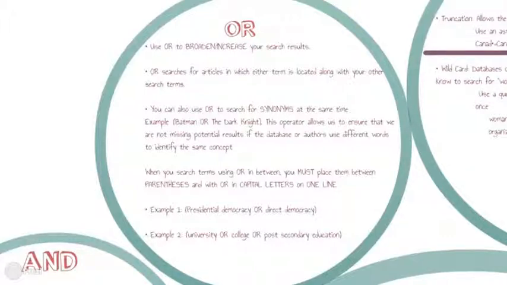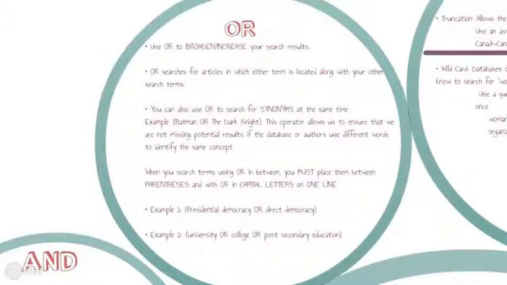So a silly example that I've used here is using Batman or The Dark Knight. So when I search for both of these terms that relate to the same topic, the database knows to search for both terms. So it's going to catch articles that refer to the Batman as Batman or to the Batman as The Dark Knight. We have to be as clear as possible to the database so it understands what we're looking for. So this operator also allows us to ensure that we are not missing potential results if the database or authors use different words to identify the same concept, which I'll show below.